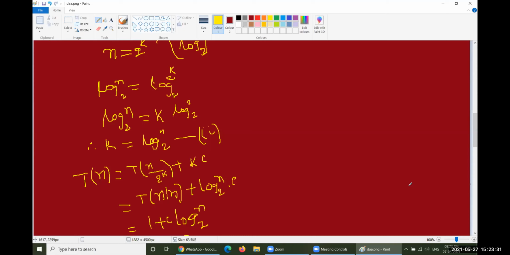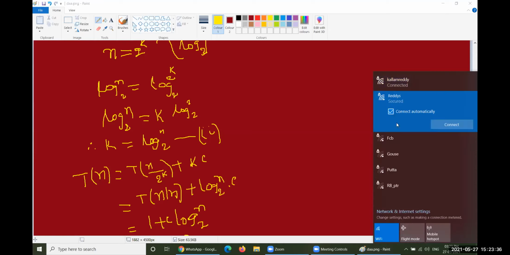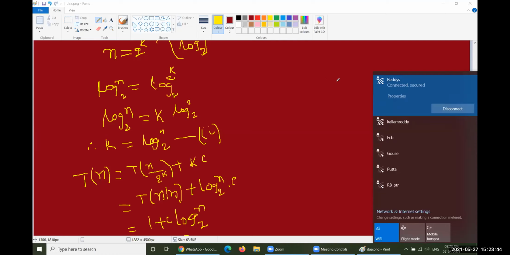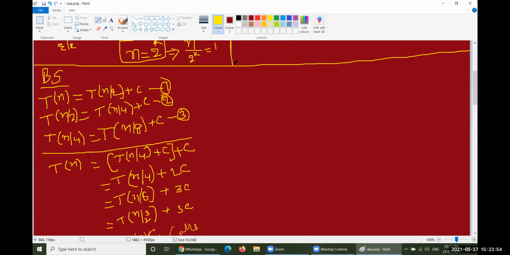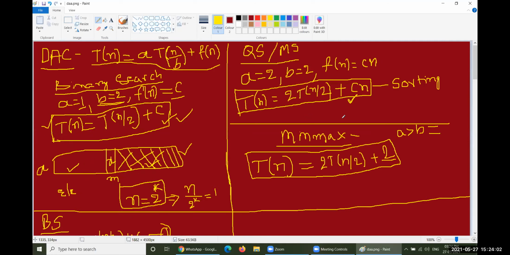Then if things get over, I'll move to one more. Okay. Now let me go ahead and take the explanation for quicksort. Explanation for quicksort.